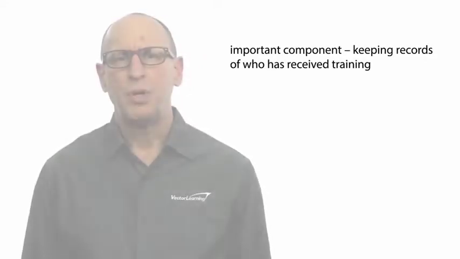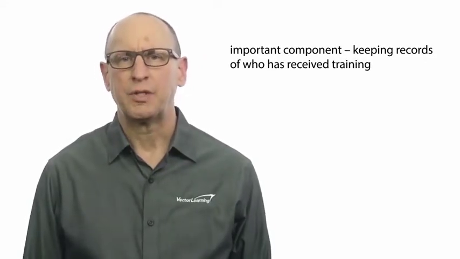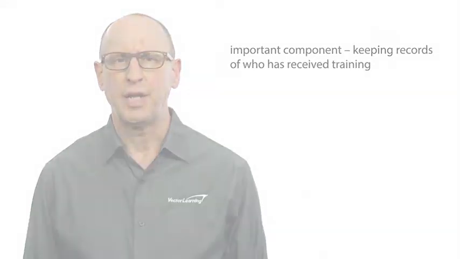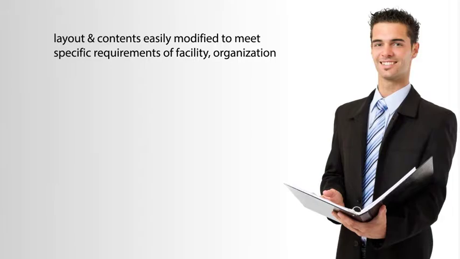An important component of an employee safety training program is keeping records of who has received training. Toward the end of this video, we'll take a look at a form for recording information that shows a typical template, and it provides a sample acknowledgement form for this purpose. I just want to emphasize that the information contained in this video course is provided merely as a template for an employee safety training program. The layout and contents that you see here today can easily be modified to meet the specific requirements for your facility, your organization, or for a specific project that you're involved in.